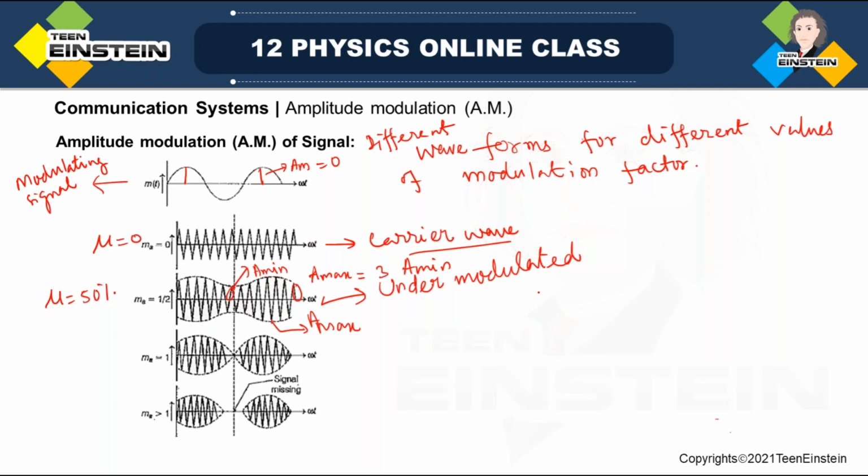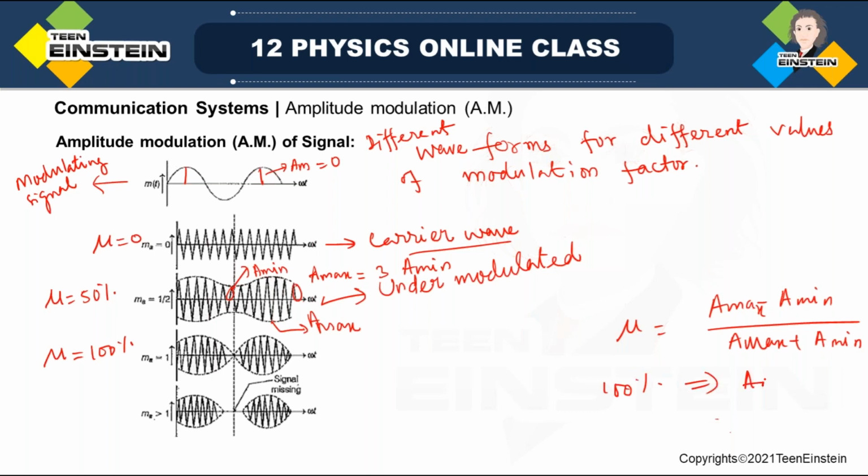Now if you have mu 100%, that means mu is equal to 100%. So you can remember again A max minus A min divided by A max plus A min. So when is it possible to have maximum? When your minimum is zero. So when it is 100%, this implies that A min is zero.